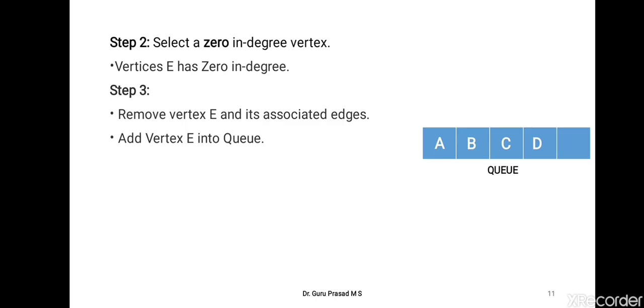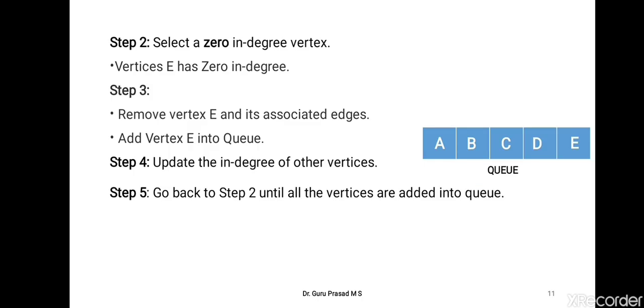Add vertex E into Q. Vertex E is added into the Q. Update the in degree of other vertices. Okay, there are no more vertices in the graph. Go back to step 2 until all the vertices are added into the queue. Now all the vertices are added into the queue, so it terminates the algorithm.